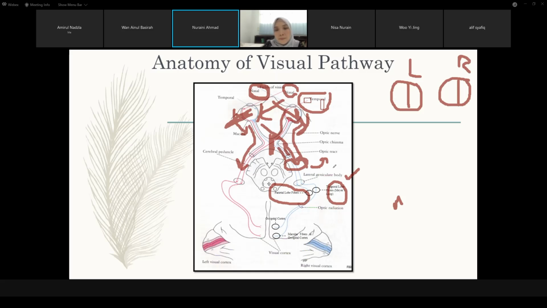Okay. And then bila dia dah keluar and then dia jalan, lepas tu dia akan membentuk lagi satu jalan yang sama. Dia akan berjumpa balik and then dia akan menjadi optic radiation. So both ni akan go to the occipital lobe kat sini, occipital lobe. Faham ke semua? Okay, next.